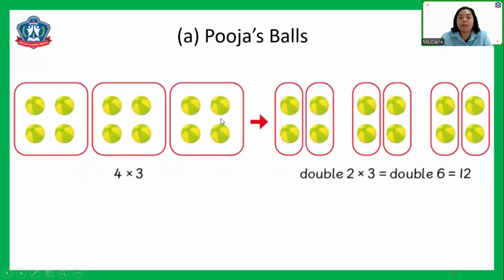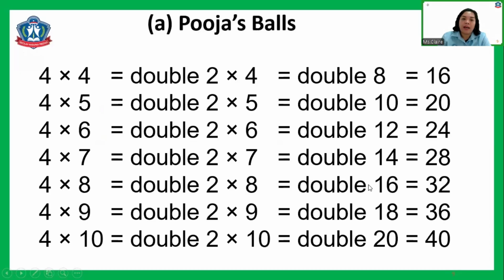If we have 4 times 3, so there are 3 groups now of 4. So 4, 4, and 4. We make the double 2 multiplied by 3, right? And that is equal to 12. Okay. So when we say 4 times 4, that is actually double 2 times 4, and that is equal to 16. That is double 8. 4 times 5 means double 2 times 5 is double 10 equals 20. So here at the last one, 4 times 10, it means double 2 because the 4 is actually double 2 times 10. 2 times 10 is 20, so double 20 is 40.